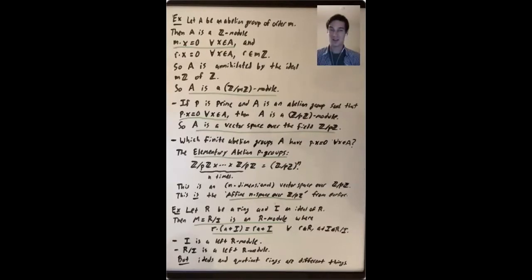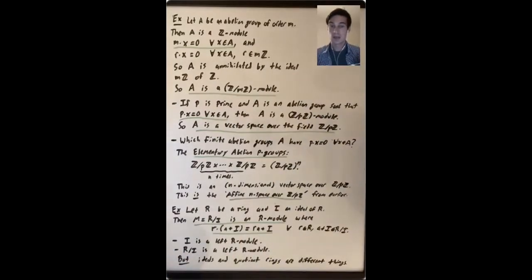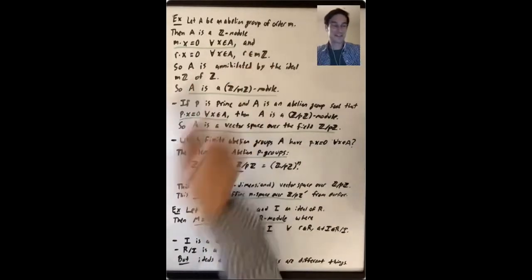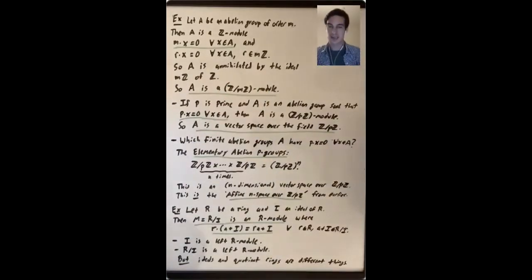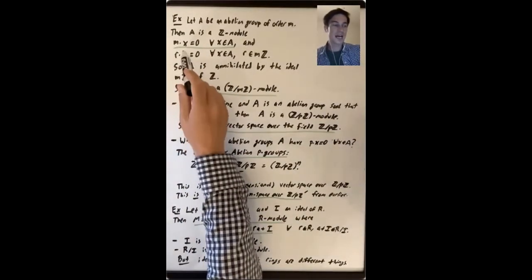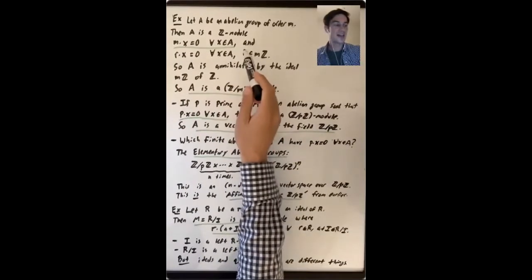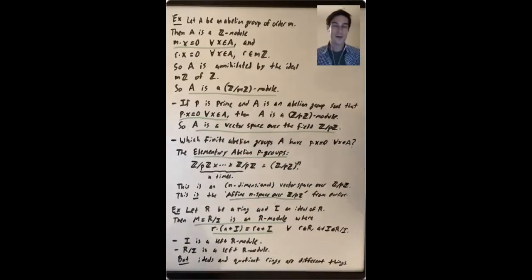Let's look at an example. Let's suppose that A is an abelian group of order M. We know that Z modules and abelian groups are the same thing, so A is a Z module, and M.x is 0 for all x in A. So what does that mean? More than just M.x is 0, but r.x is 0 for all x in A and all r in the ideal MZ of Z. So not only is M.x 0, but 2M.x is 0, and negative M.x is 0.